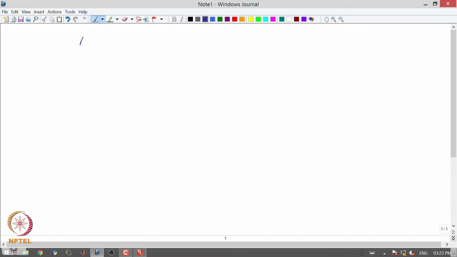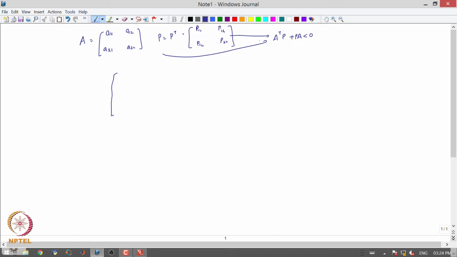Let us start with a matrix A which looks like this, A11, A12, A21, A22. P is symmetric and has entries of the form P11, P12, P12 and P22. I am just looking at how this inequality, A transpose P plus P times A less than 0, looks. I just plug in the values of A and P here, and what I end up with is something like this.